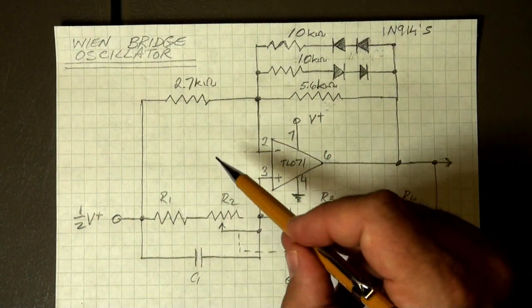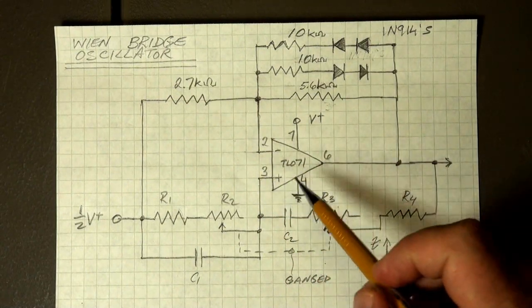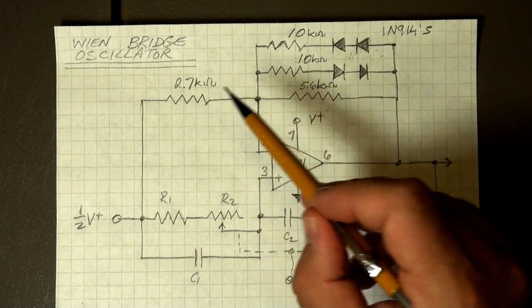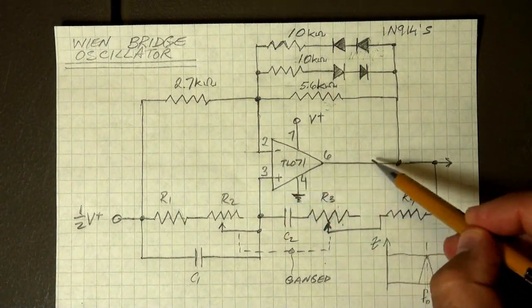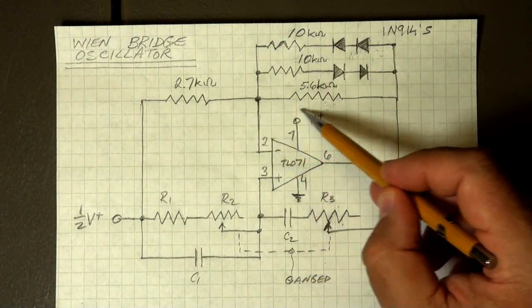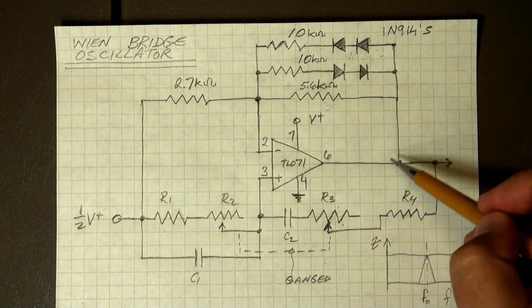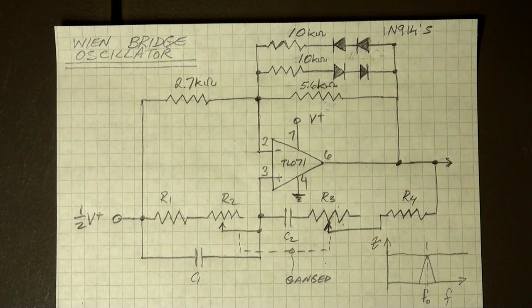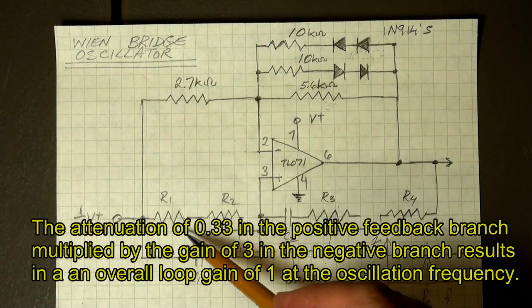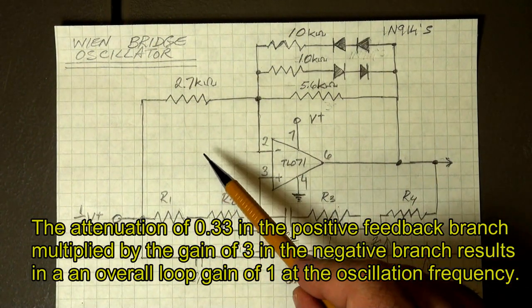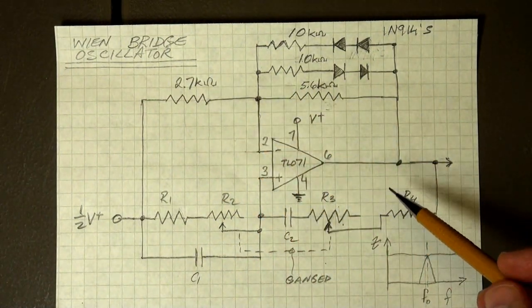So the amplification of anything applied to the positive input is the ratio of this resistor to that resistor plus 1. So the oscillations will get amplified by the negative feedback loop, return back to the output, and build up. The idea is that the one-third attenuation from this network, magnified by the 3 times gain of these two resistors, is supposed to be equal to unity.